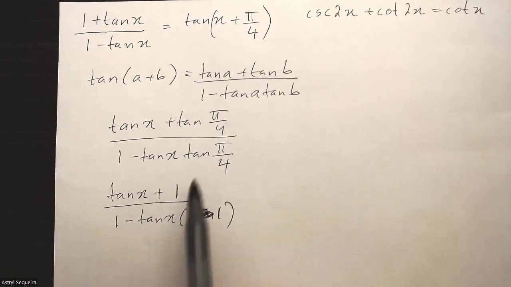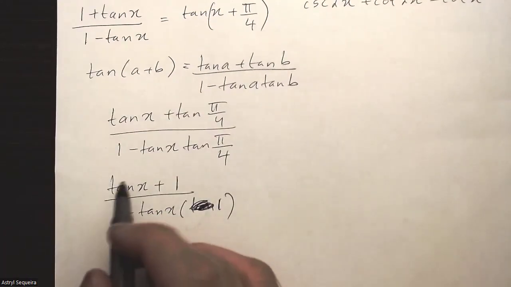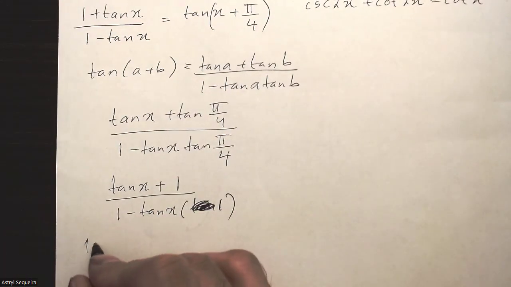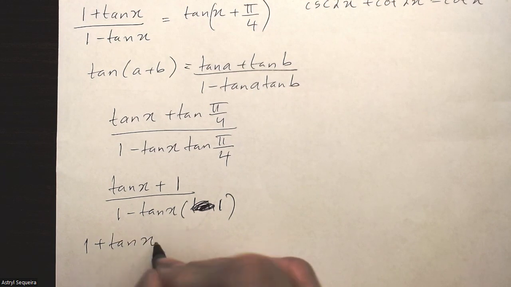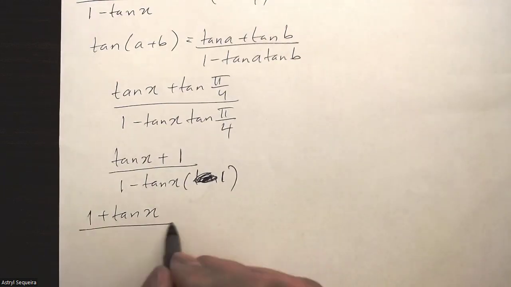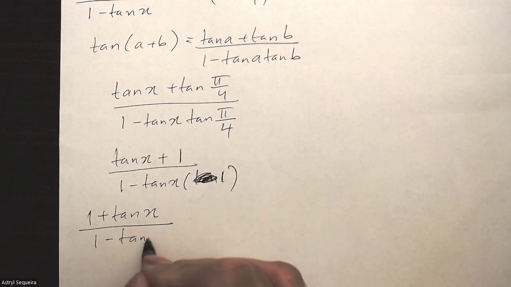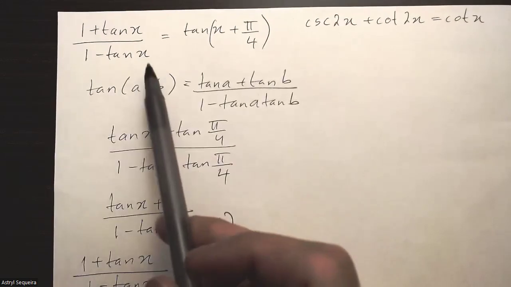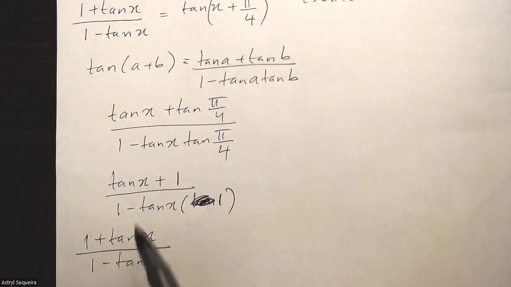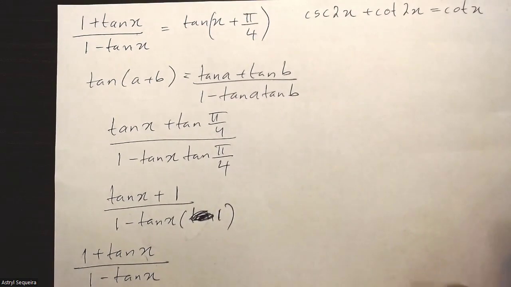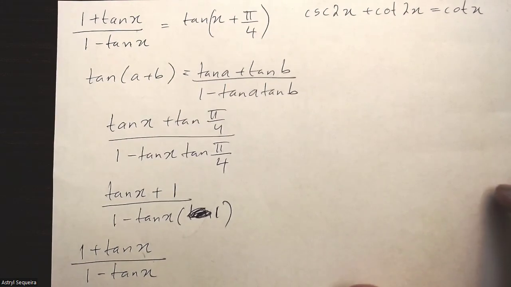And then tan x plus 1 is the same as 1 plus tan x. I'm just going to rearrange it so it looks exactly like the left side. So I have 1 plus tan x over tan x times 1 is just tan x. So that's just 1 minus tan x. And now it matches the left side. So I proved this third trig identity as well.